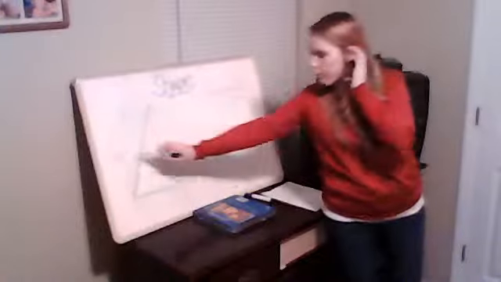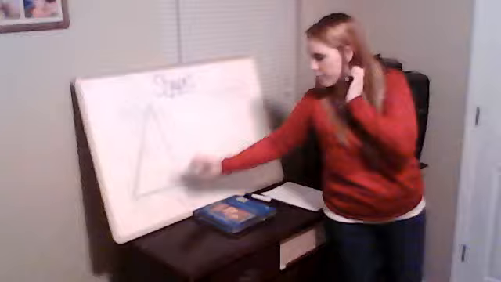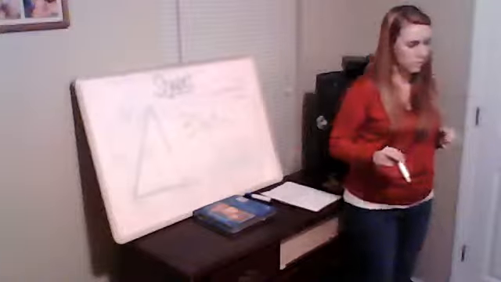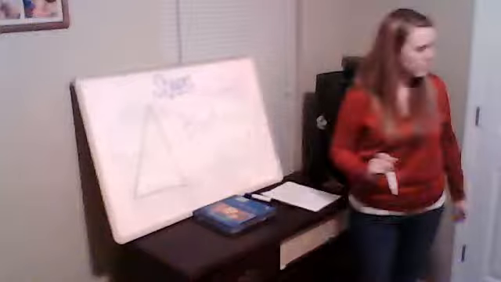So let's count them. We got 1, 2, 3. So a triangle has 3 sides. Okay? How many corners do we have? 3. 3 corners. So we got 3 sides and 3 corners to a triangle. Okay? Yes, ma'am. So that kind of matches, 3 sides and 3 corners.